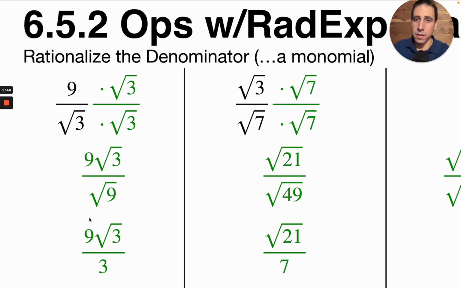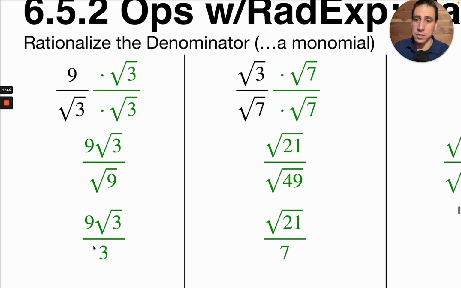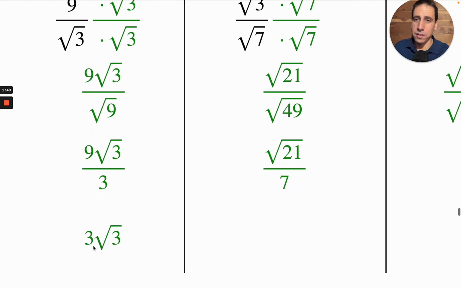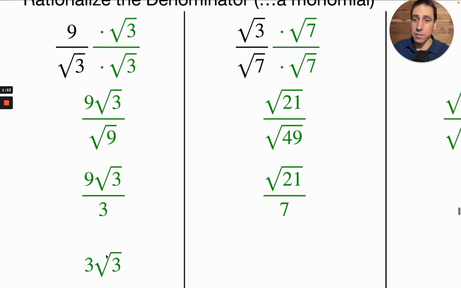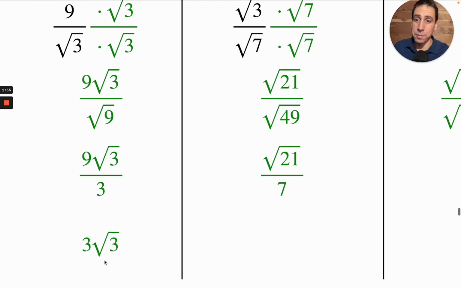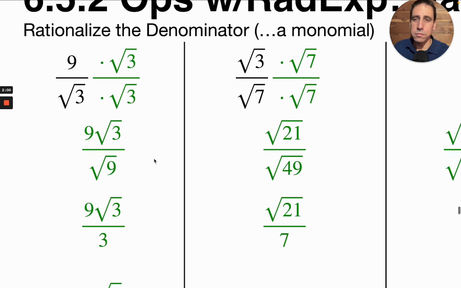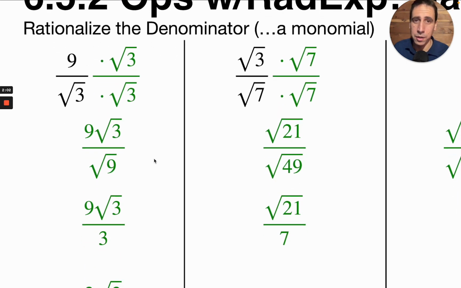Once you get this, you can take it one more step and simplify, because 9 over 3 turns into 3. So the answer really is 3 root 3. This is a rationalized denominator. There's actually no denominator here, or you could say the denominator is 1, which is a rational number. No square roots in the denominator is the big deal.